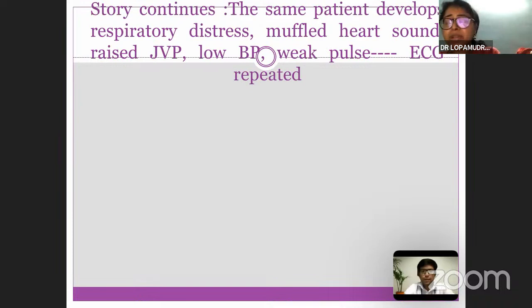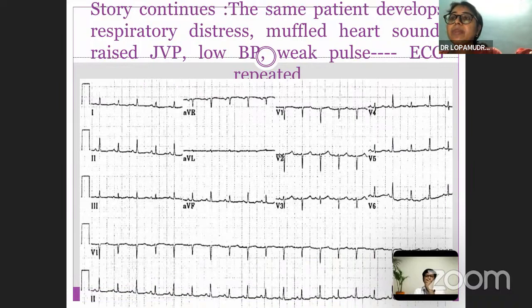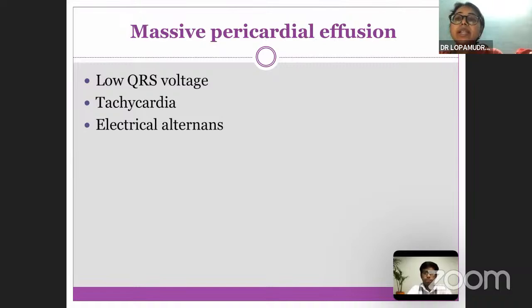Another scenario: we can have muffled heart sounds, raised JVP, low BP and weak pulse, and this is a case of massive pericardial effusion. So what changes can we have? Here we have very small QRS complexes, and there will be non-specific T wave inversion and changes. And there will be electrical alternans, that means one large QRS complex followed by a small QRS complex.